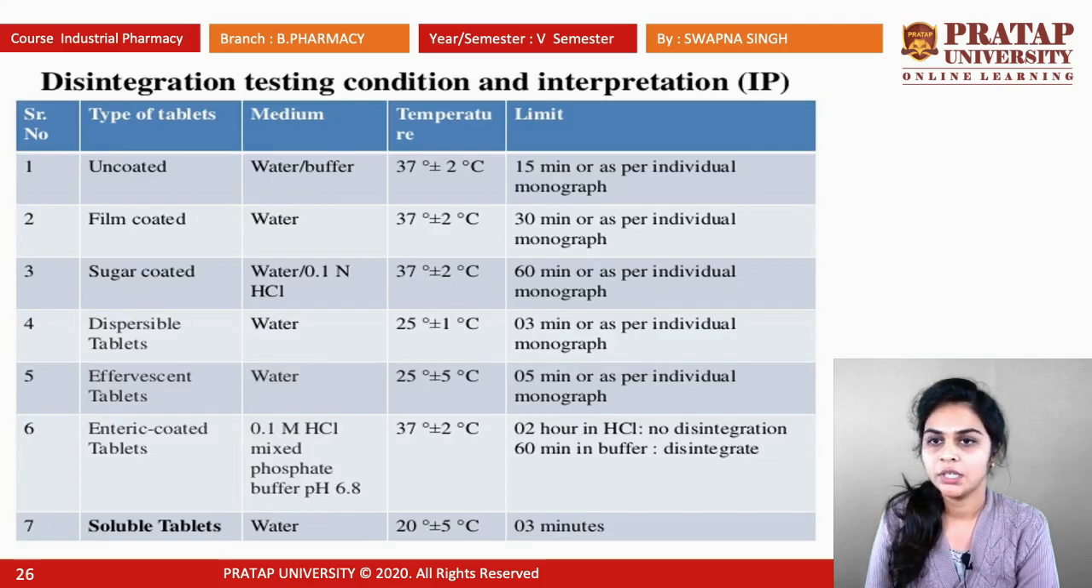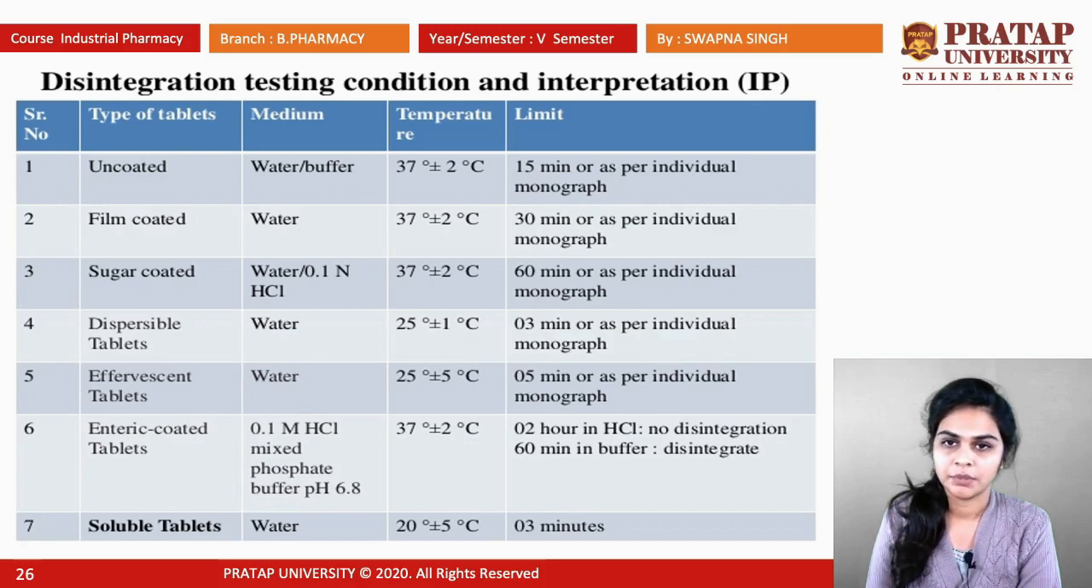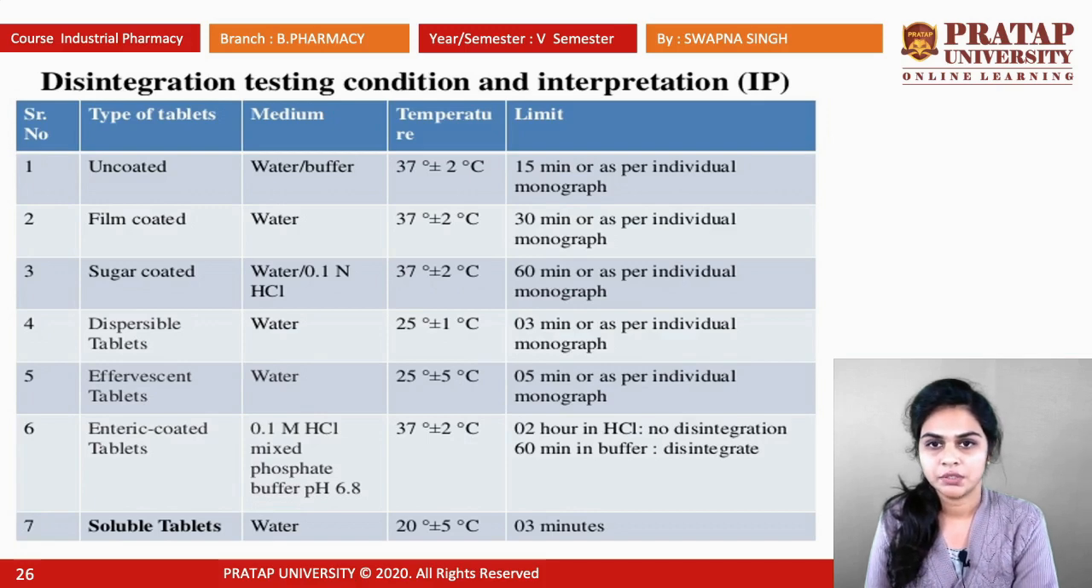There are different disintegration testing conditions and interpretations for various types of tablets. First is the uncoated tablet. For uncoated tablets, the medium must be water or you can use buffer. Temperature must be 37 degrees plus or minus 2 degrees Celsius, and the limit is 15 minutes or as per the individual monograph. Next is the film coated tablet. For film coated tablets we use water as medium and the temperature is the same, 37 degrees plus or minus 2 degrees.